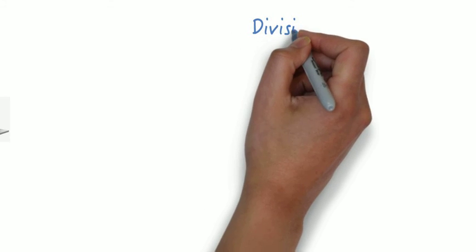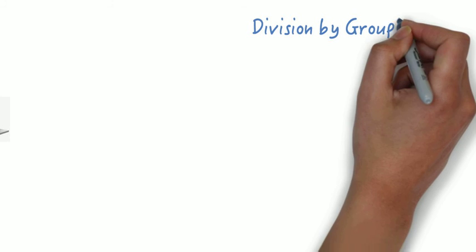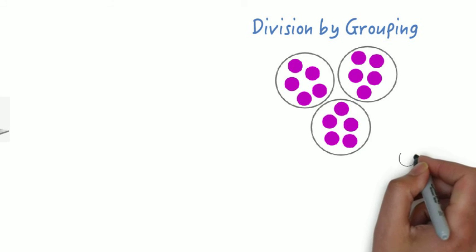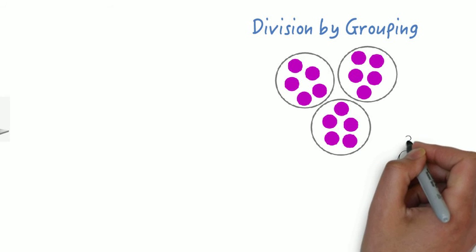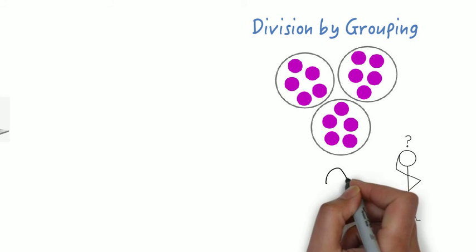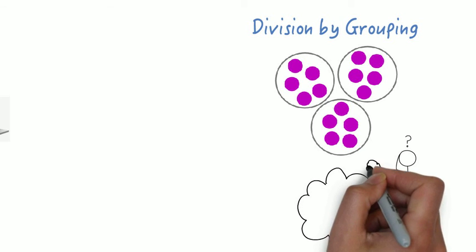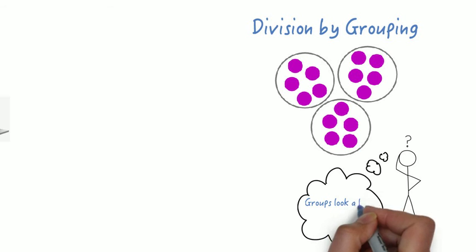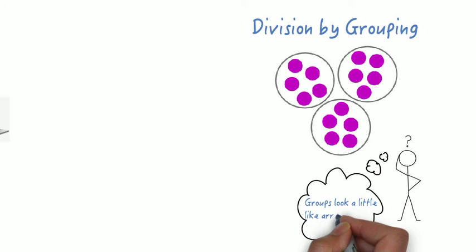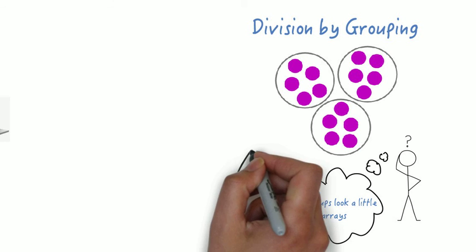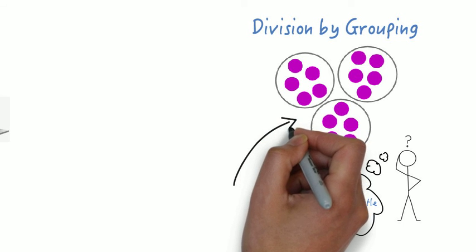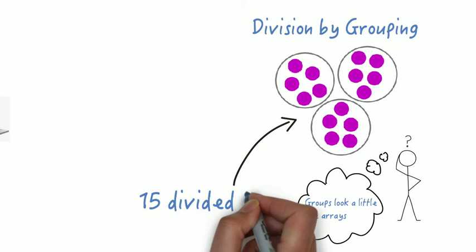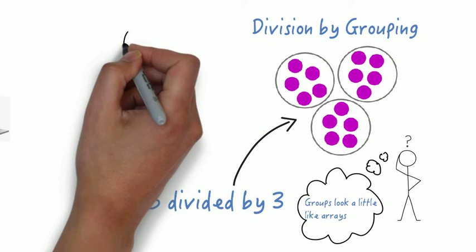So let's start with division by grouping. Here is some groups of objects. If you're thinking that these groups look just like arrays, you're right, they are. Multiplication and division link together really well. These groups are showing 15 divided by 3. You can see there are 15 objects in 3 different groups.